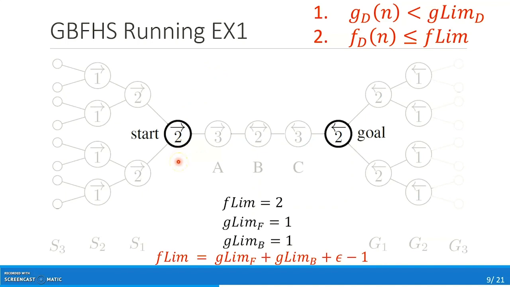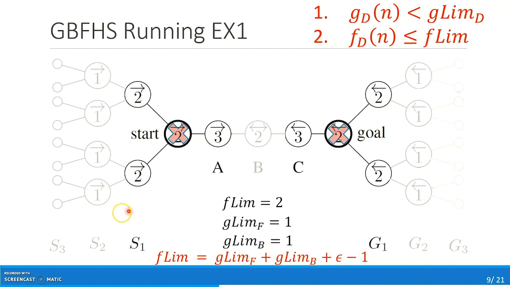Recall that the f value of start and goal is equal to 2, and this is why the f limit is initialized to 2. Furthermore, epsilon is equal to 1, and therefore the f limit is equal to the sum of the g limits. Since we are aiming at meeting in the middle, we'll consider a split function that tries to balance between the forward limit and the backward limit. In this case, both of them are equal to 1. This means that the nodes which are eligible for expansion have f value less than or equal to 2, and g value strictly less than 1. Therefore, both start and goal are eligible for expansion, and GBFHS needs to expand both of them.